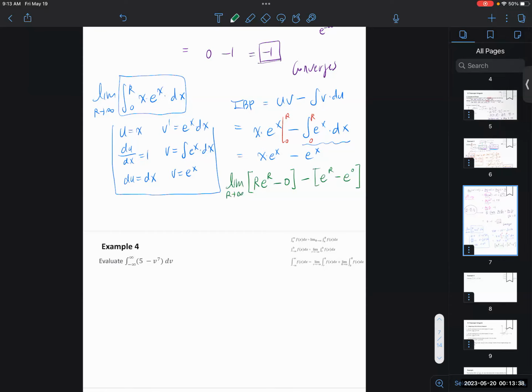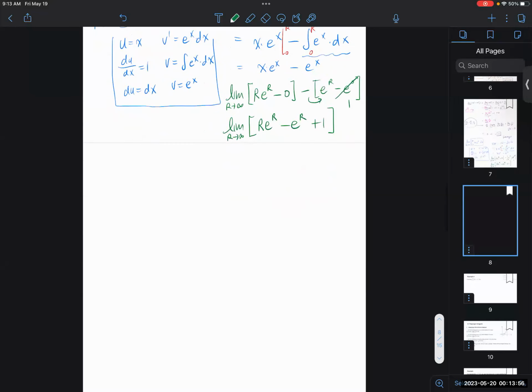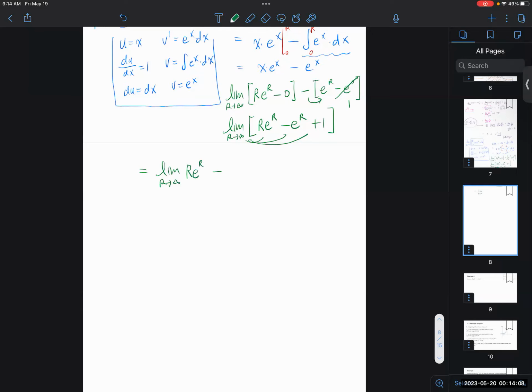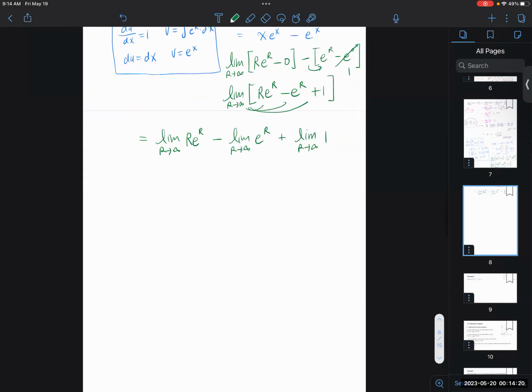R approaches infinity. So this is going to be 1. So let's simplify. R times e to the r minus 0, minus e to the r minus, minus, plus 1. That's what happened. So we are going to take the limit of it. I'm going to do the distributive property everywhere. So it is going to be limit as r approaches infinity of r times e to the r, then minus limit as r approaches infinity of e to the r, plus limit as r approaches infinity of 1. So check it out.